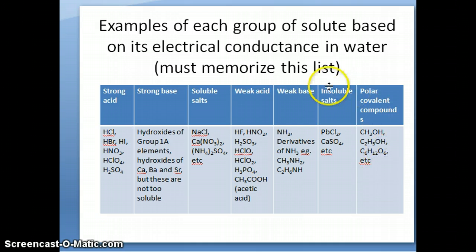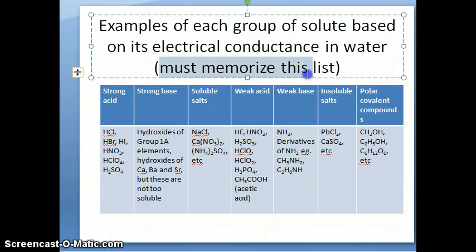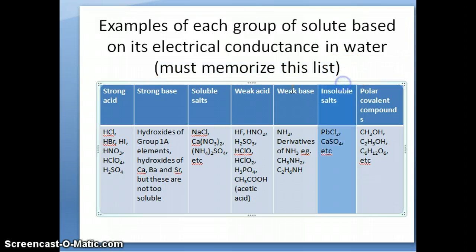I want to highlight here that you want to memorize this list, i.e. you want to have an idea of what these compounds are, especially the weak acids, weak bases, strong acids, and strong bases, because at this point this is really your guide for what would be a strong electrolyte, what would be a strong acid, strong base, and what would be a weak acid, weak base. For the soluble and insoluble salts, you also have to memorize their rules. We're going to talk in a second about how to know them. And the covalent compounds are usually fairly obvious as well.